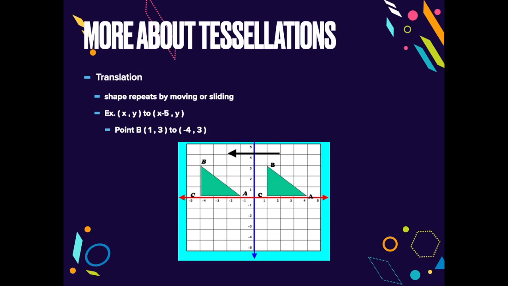One way we can express this is through an ordered pair denoted by (x, y), where (x, y) is a point on the shape, and so it will be transformed to (x - 5, y) for every point in the shape. To illustrate this further, let's follow point B. From the coordinate (1, 3), it transformed to (-4, 3) because, as stated before, the shape moves 5 units to the left. You can do the same with the other points A and C as well.